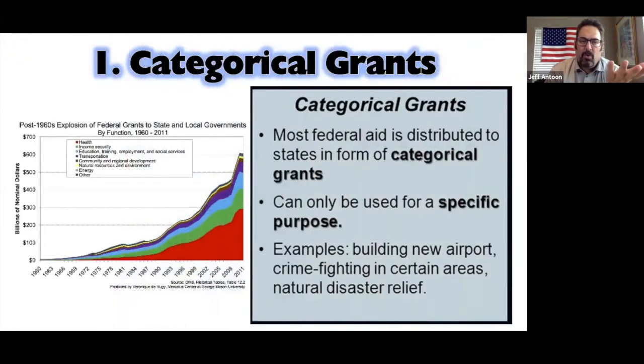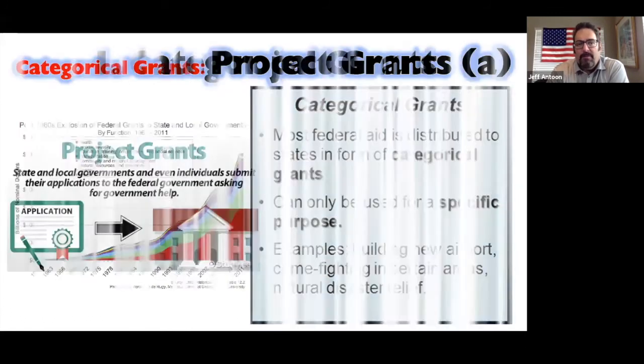So first, categorical. This is where most of the federal aid is distributed in this form. Categorical can only be used for a specific purpose. And you could see the rise from the 60s to the 2000s of how much money was spent from federal grants. For example, if you're going to build an airport in Austin, we need the money. They'll give us that money, but you got to spend that money on the airport. Natural disaster relief, like would go to New Orleans or Louisiana, they need that money. They'll get it as a categorical grant from the federal government.